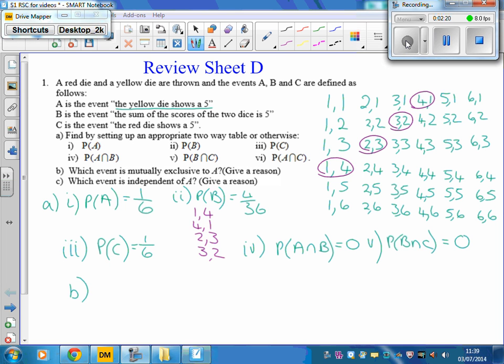Part b, which event is mutually exclusive of A? In other words, which event cannot happen at the same time as event A? And we have just shown that that is event B.